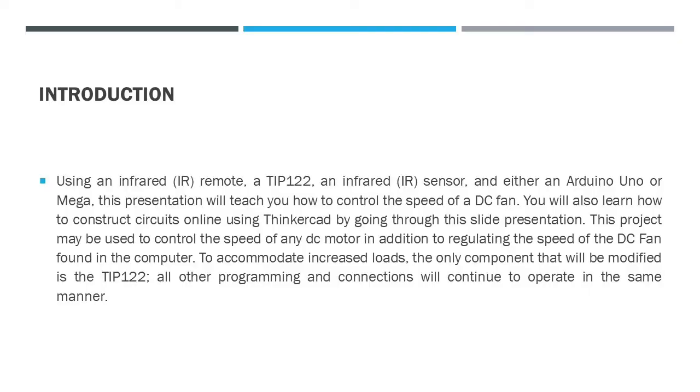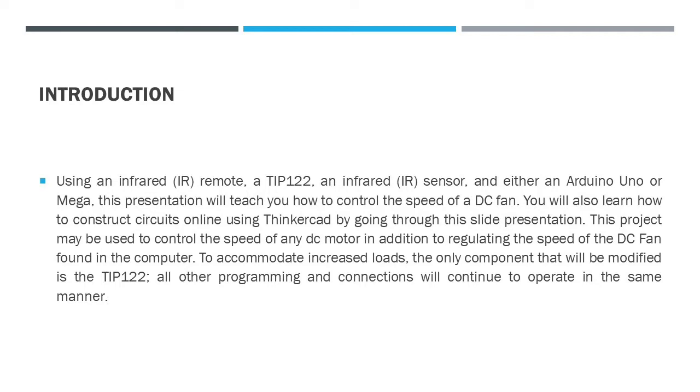Introduction. Using an infrared (IR) remote, a TIP122, an infrared (IR) sensor, and either an Arduino Uno or Mega, this presentation will teach you how to control the speed of a DC fan. You will also learn how to construct circuits online using Tinkercad by going through this slide presentation.